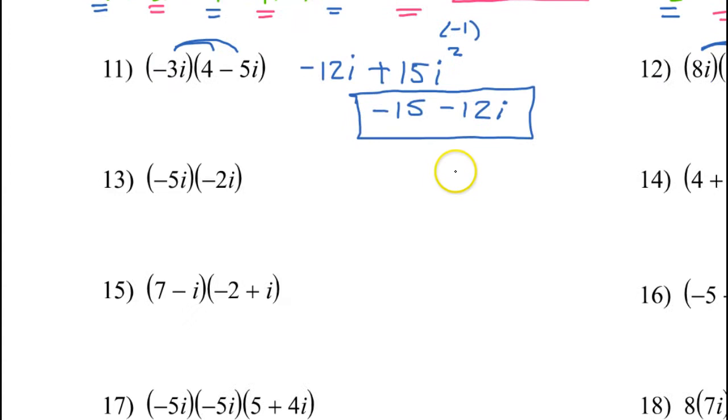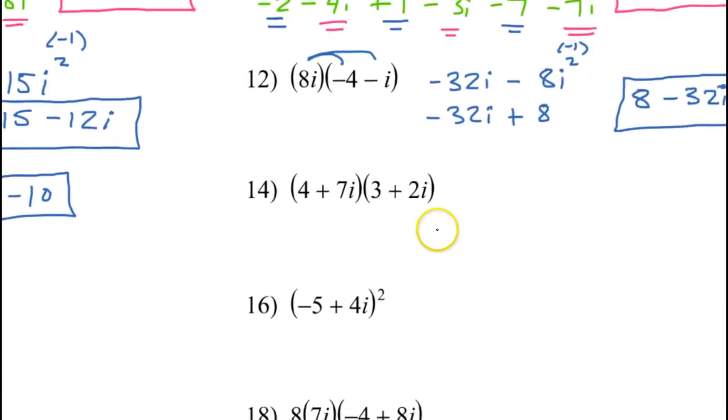Okay, now for number 13. Negative 5 times negative 2 is positive 10. i times i is i squared. Alright, but i squared is negative 1. So this is really going to be 10 times negative 1, which is negative 10. Alright, so that is the final answer for number 13.